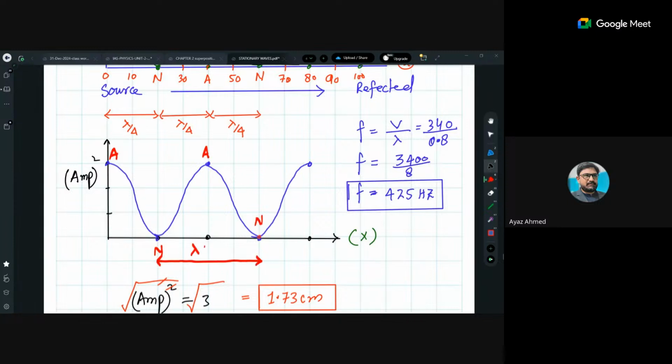That is not lambda, that is lambda by 2. Remember this. This is the trick in which the students get confused, that it is actually lambda by 2, because this is not the distance between two consecutive peaks. It is the distance between two antinodes.